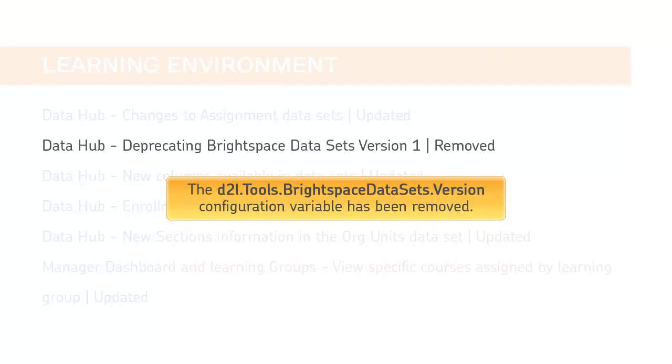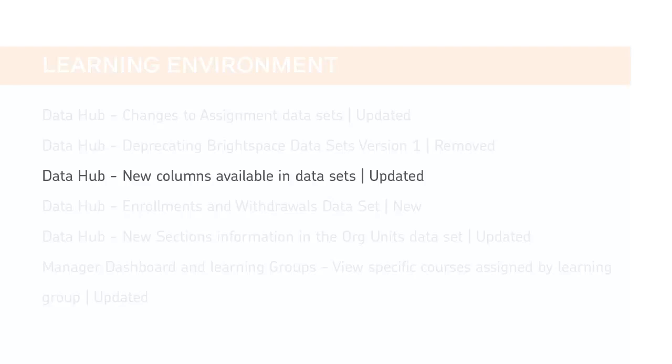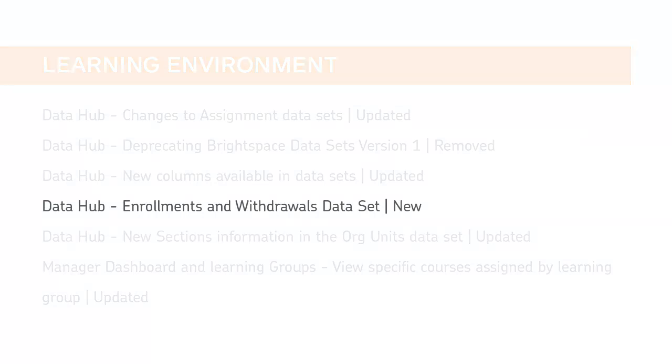The D2L, Tools, Brightspace datasets, Version, Configuration variable has been removed. Users currently using Brightspace datasets version 1 are automatically upgraded to version 2. New columns have been added to datasets. Award credits has been added to awards, and grade release date has been added to grade results. The new Enrollments and Withdrawals datasets are now available. This dataset provides all enrollment actions from all time across your organization.